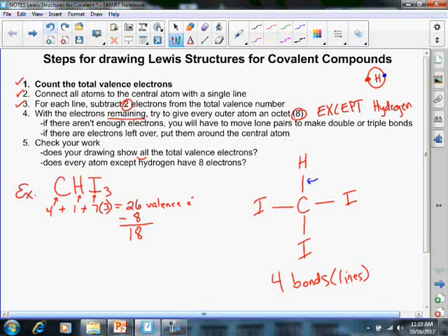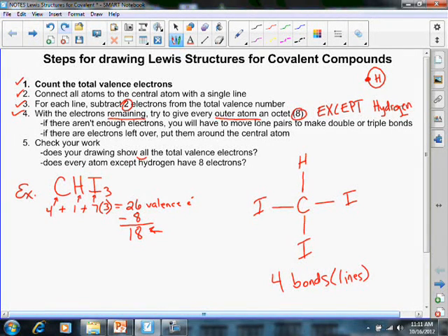So as soon as you draw a line going to hydrogen, it's full. It could never have dots around it like that. Okay? So you don't want to ever do that. Once you have a line going to hydrogen, that's all you can put on the hydrogen. All right, but I do want to do this step 4 with my 18 electrons remaining. I want to try and give every outer atom an octet except hydrogen.